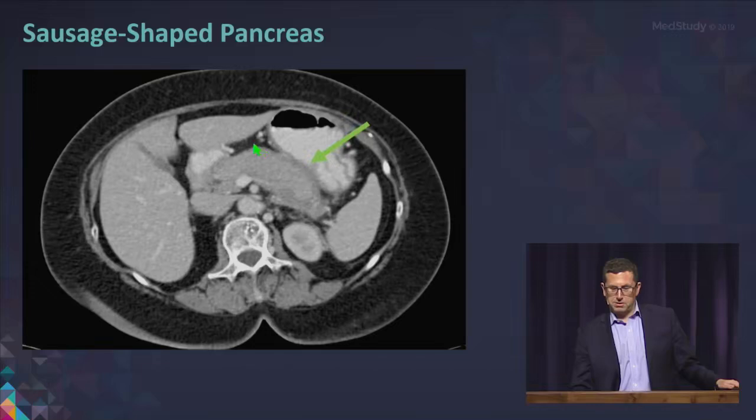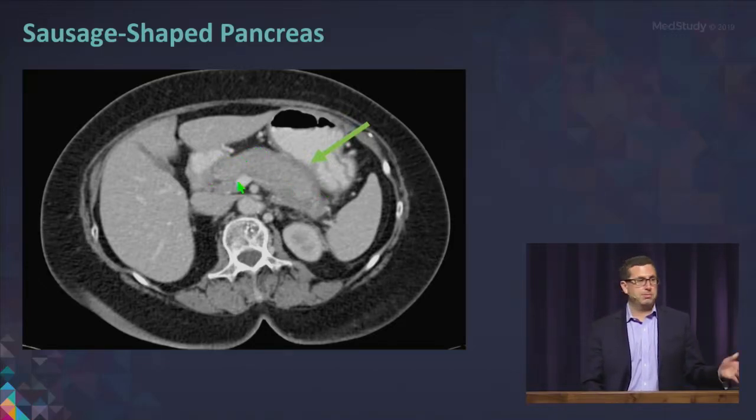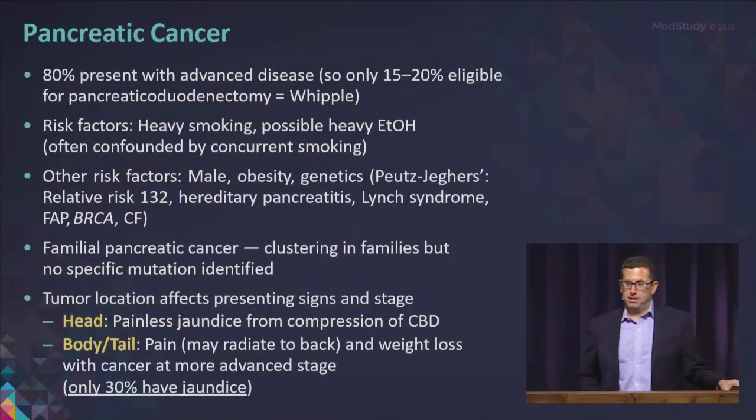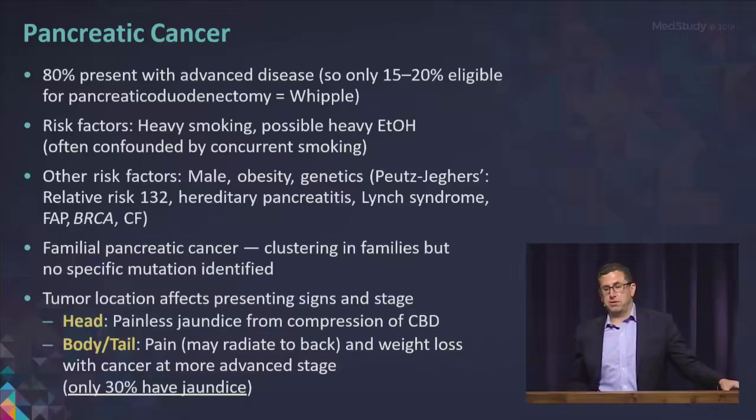And here is a picture of a sausage-shaped pancreas. That would be typical of autoimmune pancreatitis, but could be confused with cancer. Pancreatic cancer, 80% present with advanced disease, so only 15 to 20% are eligible for a Whipple procedure, unfortunately.